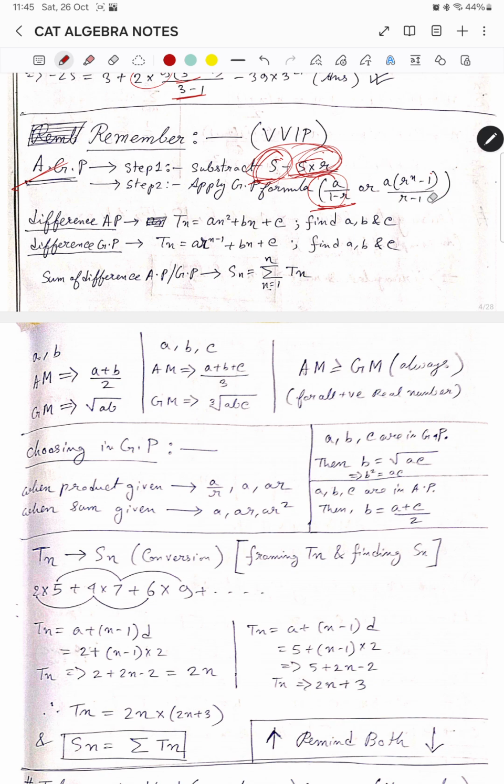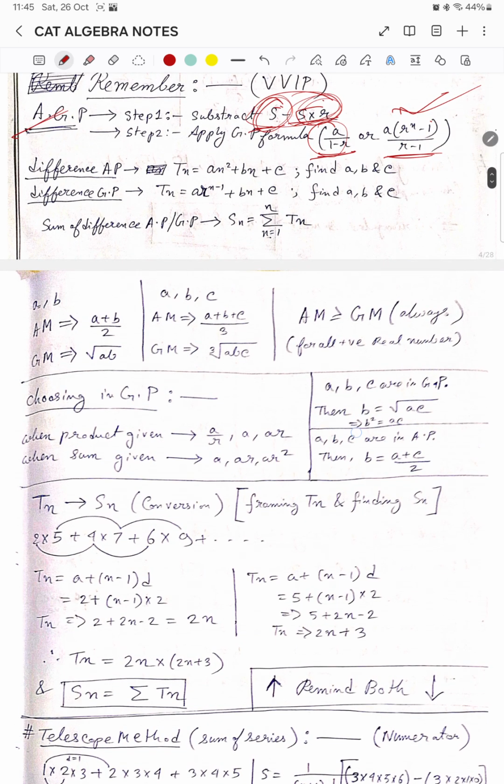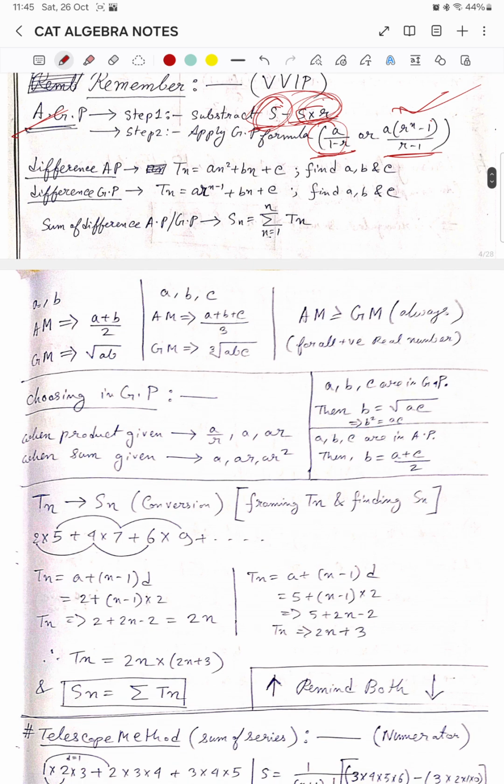When it is finite, like when the common ratio is not in that range, you put a into r power n minus 1 by r minus 1, the sum of n terms. So important points to note: difference AP series is an square plus bn plus c. Difference GP series is a into r power n minus 1 plus bn plus c.